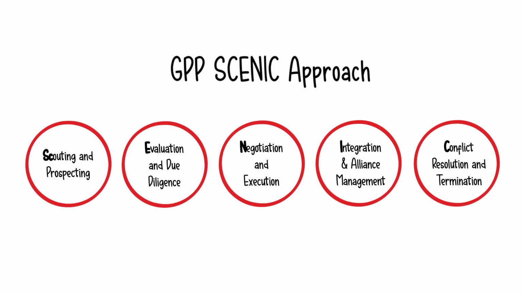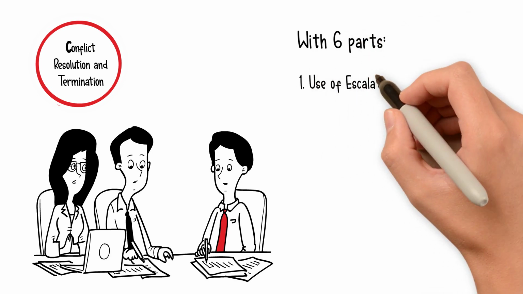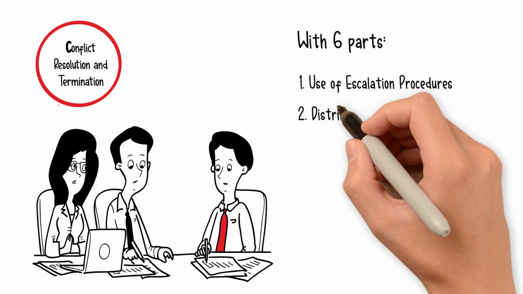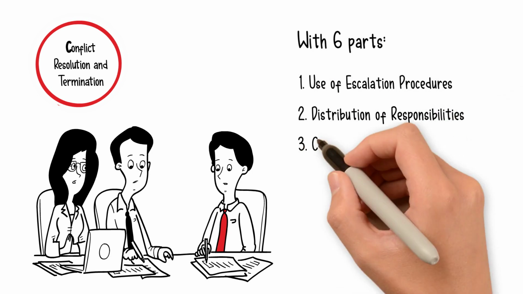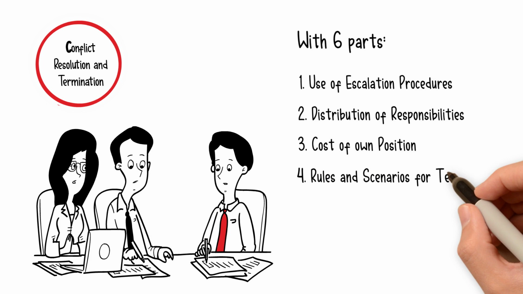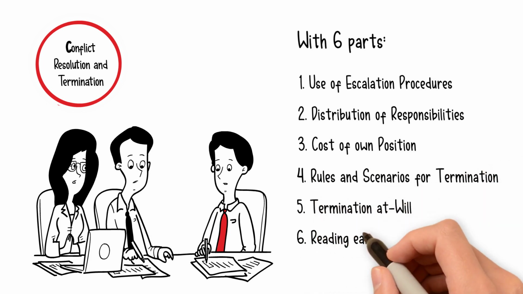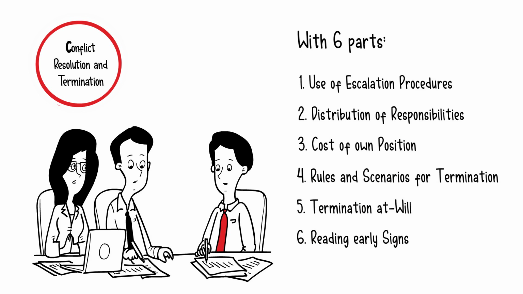In this video, the Swiss HLG is happy to present the 5th chapter of the Good Partnering Practices, Conflict Resolution and Termination, with 6 parts. 1. Use of escalation procedures. 2. Distribution of responsibilities. 3. Cost of own position. 4. Rules and scenarios for termination. 5. Termination at will. And 6. Importance of communication, reading early signs.